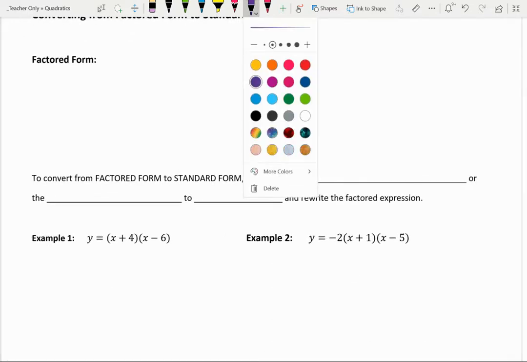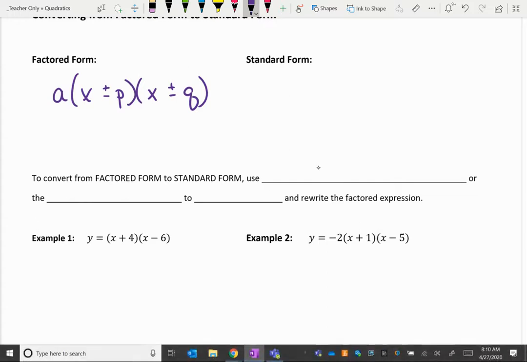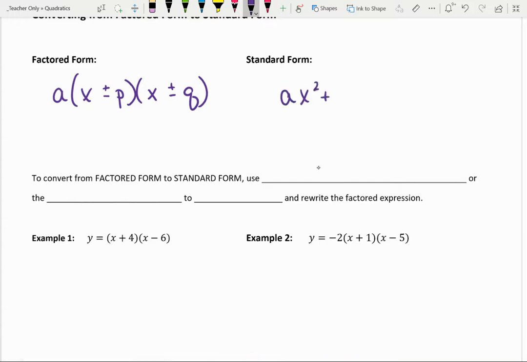So remember, factored form is a times an expression x plus or minus p times another expression x plus or minus q, where p and q are two numbers that help us find the x-intercepts. And standard form is ax squared plus bx plus c. Besides the fact that they both have an a in them, which is the same a value for each of them, there's not much else that they have in common visually.